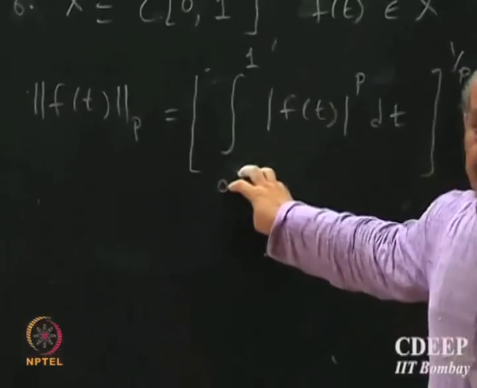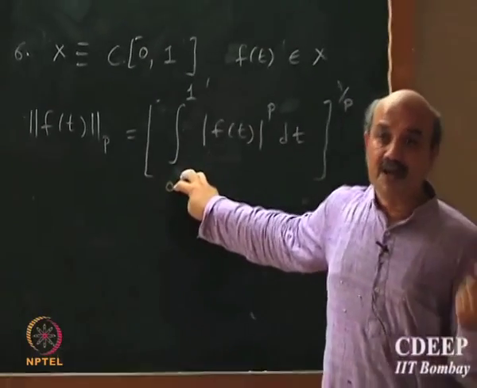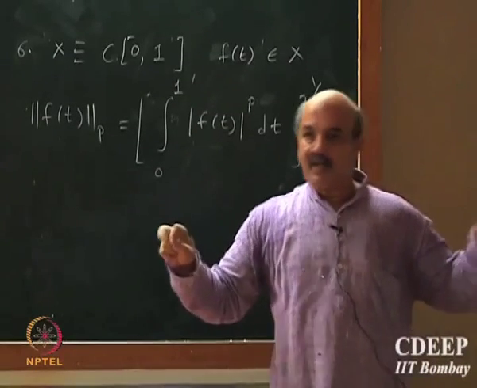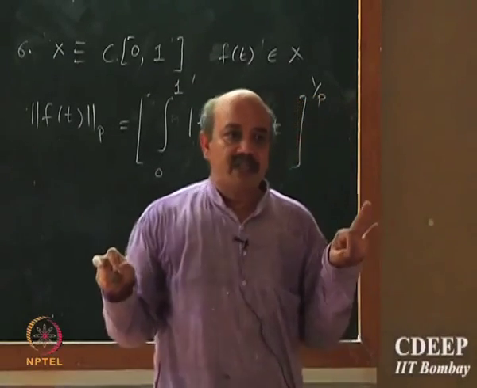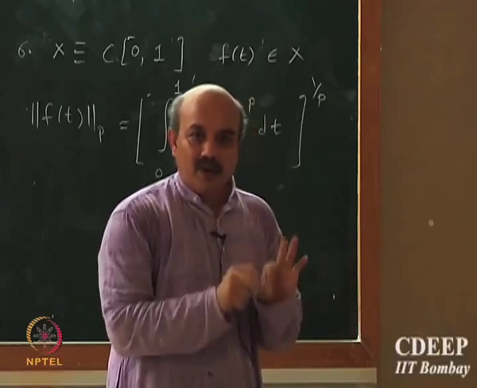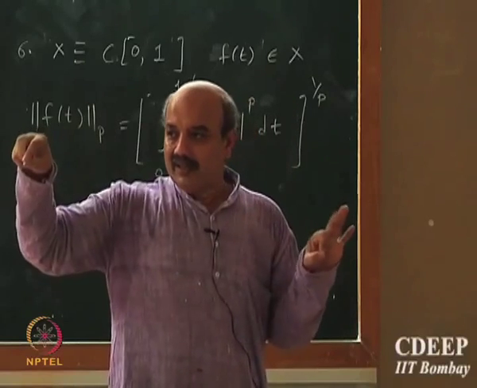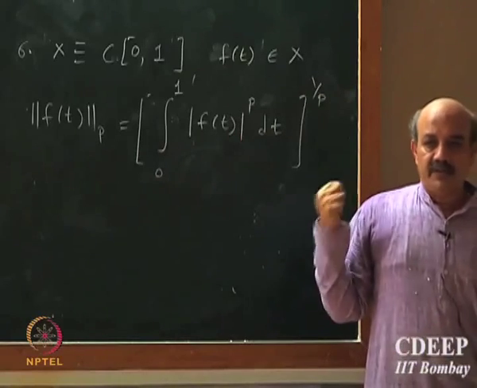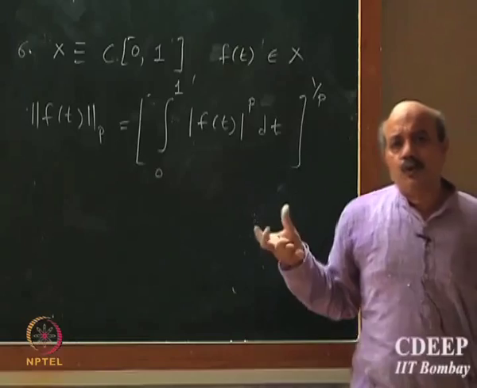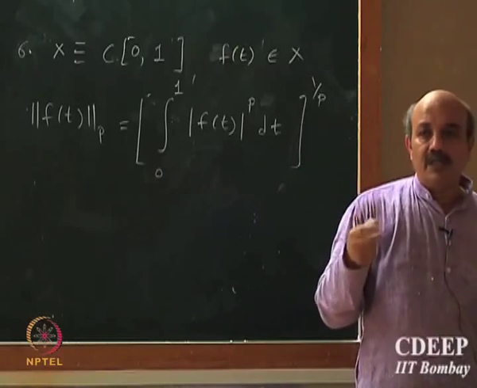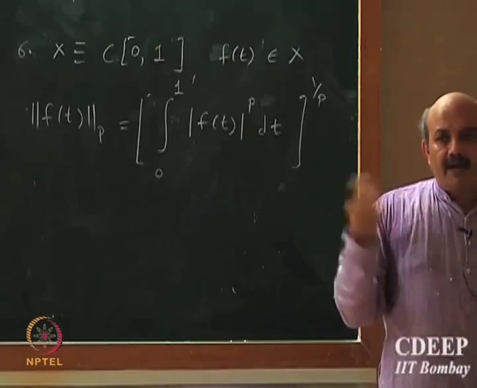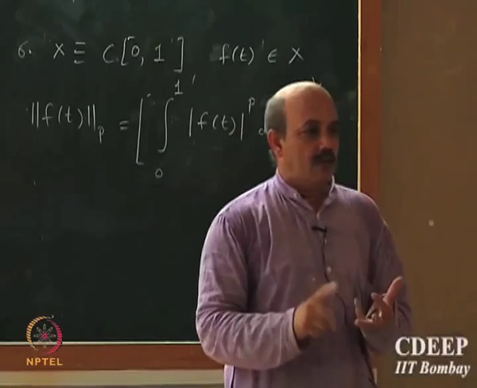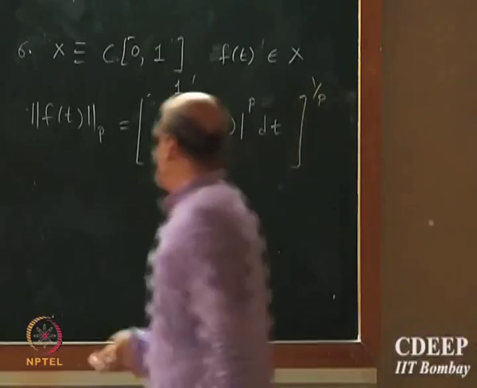Okay, so this definition should be a logical extension, because instead of sum, I am getting integral, because now t is varying continuously. In n dimensional vector space, the index i was finite, 1 to n. So we had a summation, here we have an integral. Well, p norms, though they are defined, we normally use only one norm, two norm, and infinite norm. The three norms which are very commonly used are one norm, two norm, and so on.